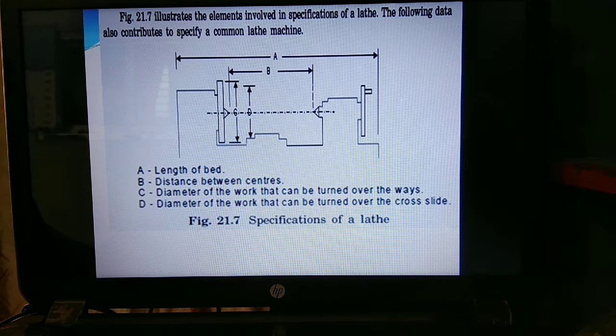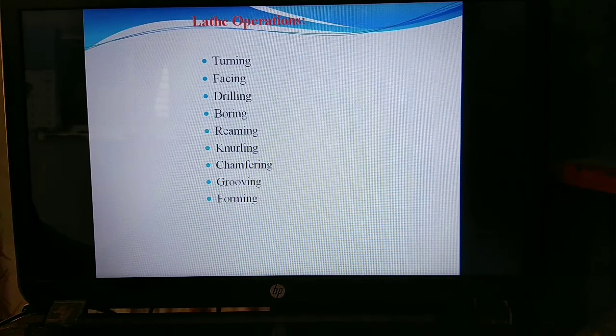A is the length of the bed, B is the distance between the centers, C is the diameter of the work that can be turned over the ways, D is the diameter of the work that can be turned over the cross slide. Let's see the various lathe operations.